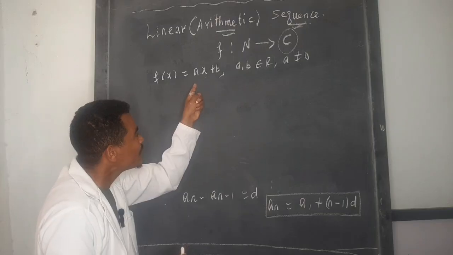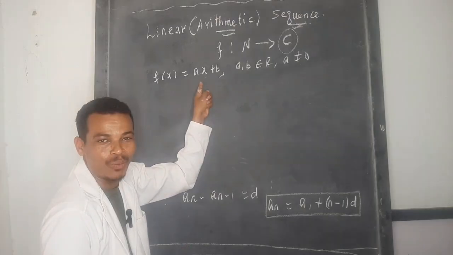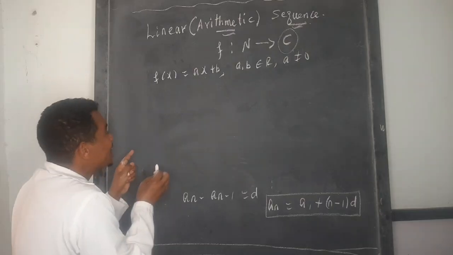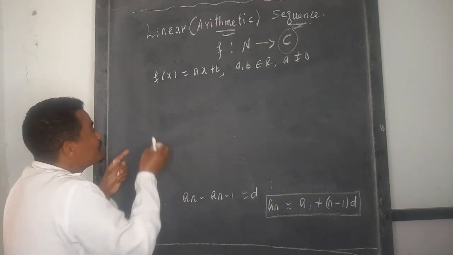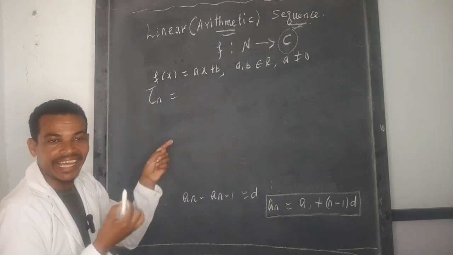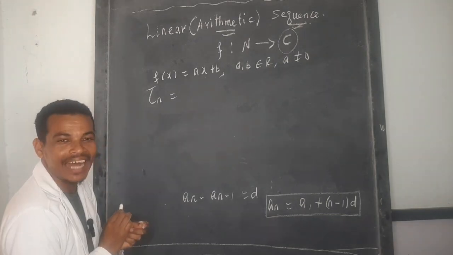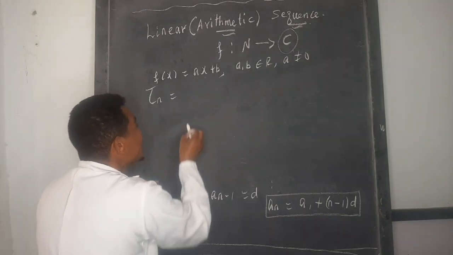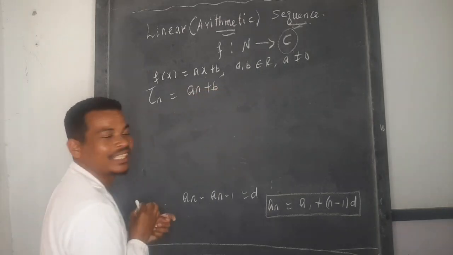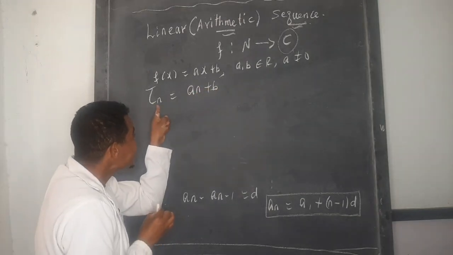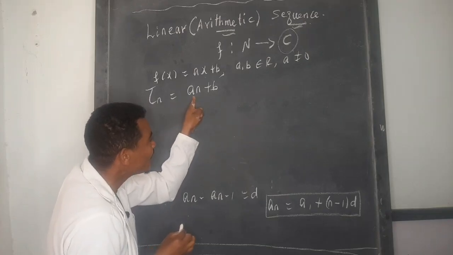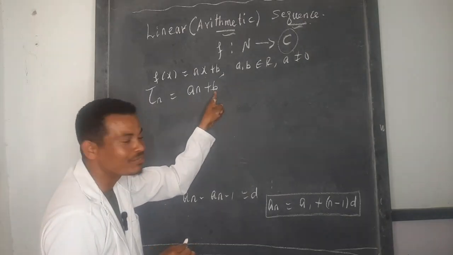A linear sequence has the same form as this one. The nth term of the sequence has this form. So let's say, instead of f of x, we write tn, where n is the nth term of the given arithmetic sequence. So tn is equal to an plus b. The nth term of any arithmetic sequence will have the form of an plus b.